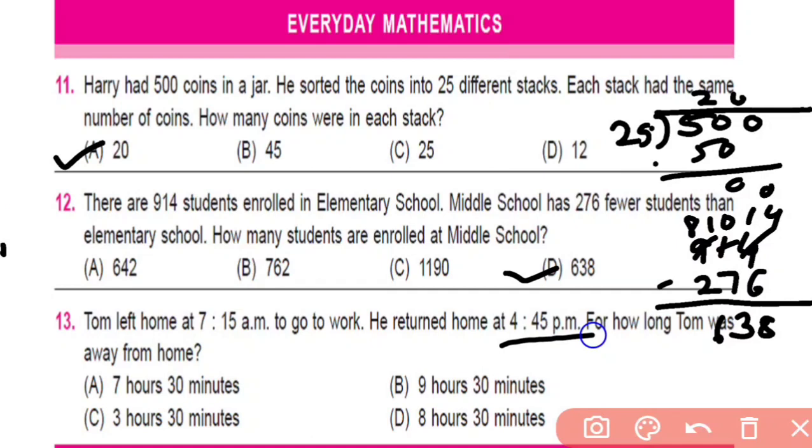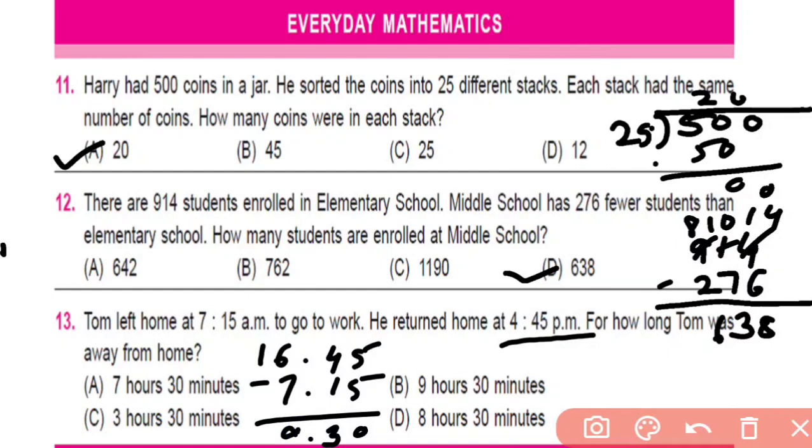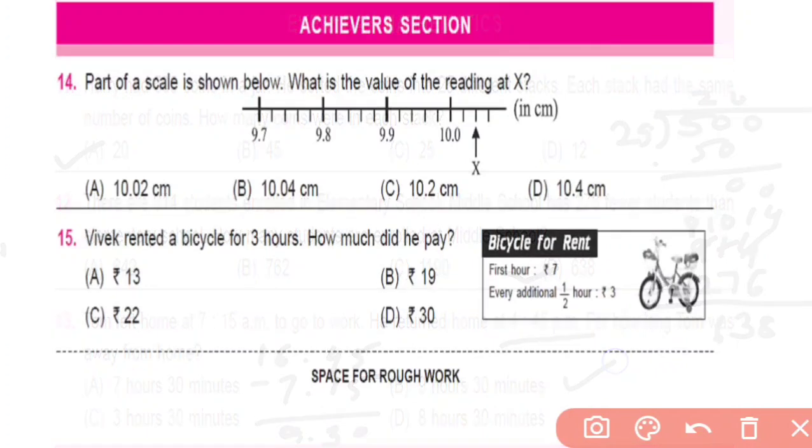1 o'clock means 13 o'clock. So here 4:45 means 16:45. Now minus 7:15. 5 minus 5, 0. 4 minus 1, 3. And 16 minus 7, 9. So for 9 hours 30 minutes Tom was away from home. So B is the correct answer.